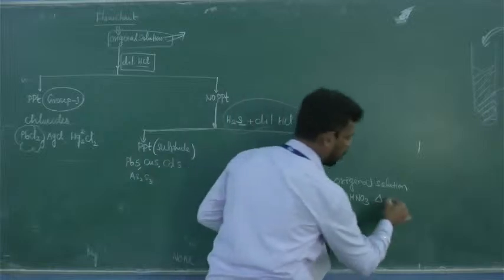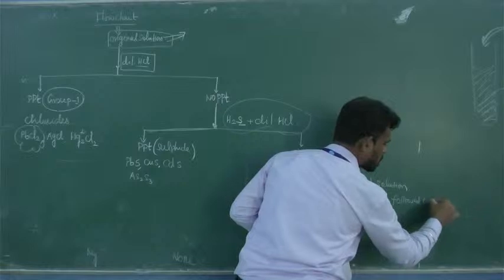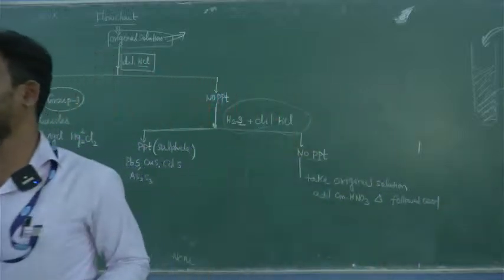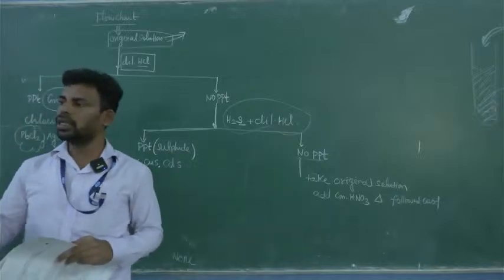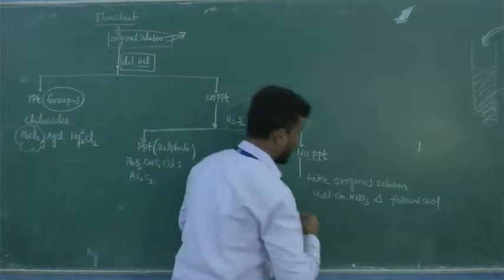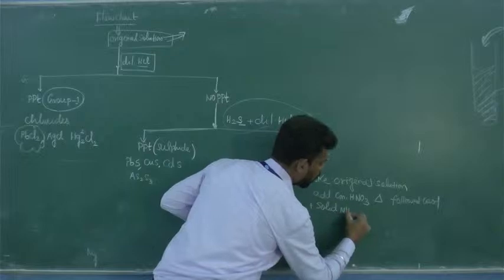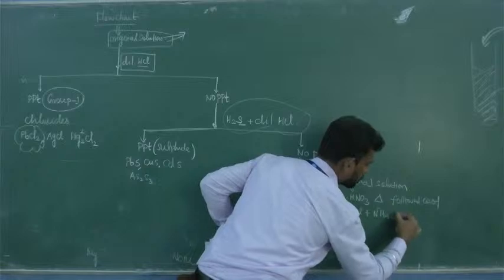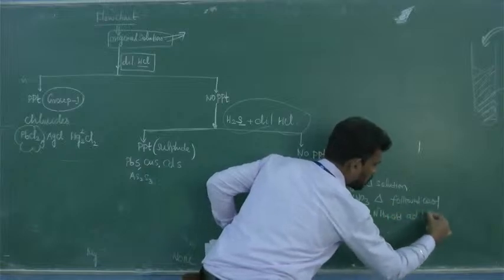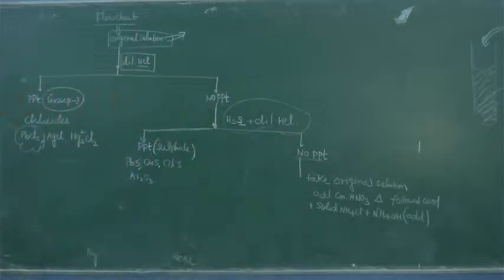Then followed by you have to cool. To the original solution, add a few drops of nitric acid, heat, then cool. In addition to that you have to add solid ammonium chloride plus ammonium hydroxide. In this test, add solid ammonium chloride plus ammonium hydroxide. Is the point clear?